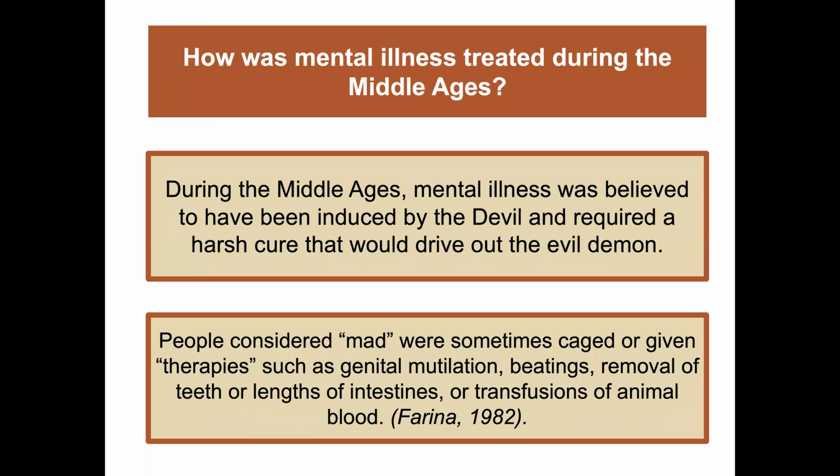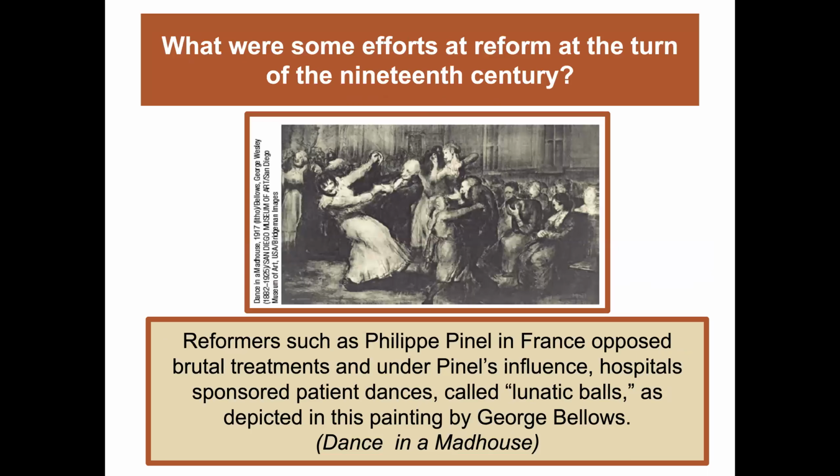In the Middle Ages, mental illness was believed to have been induced by the devil and required a harsh cure that would drive out the demon. People considered mad were sometimes caged or given therapies such as genital mutilation, beatings, removal of teeth or parts of their intestines, or transfusions of animal blood. Some really horrifying history in this area from long ago, and actually some that's not that long ago.